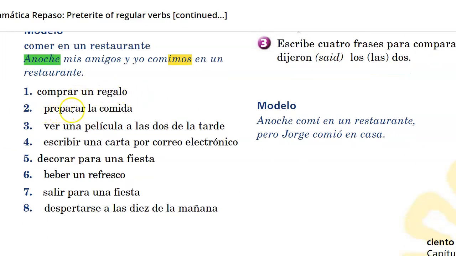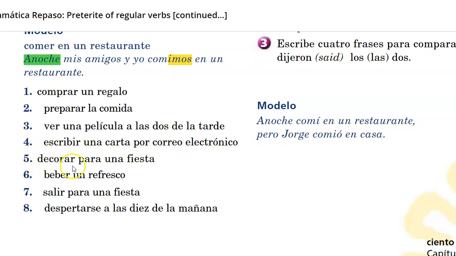When's the last time you or someone else prepared food? Preparar la comida. ¿Cuándo fue la última vez que viste una película? To watch a movie. ¿Cuándo fue la última vez que escribiste una carta por correo electrónico? When's the last time you wrote an email?